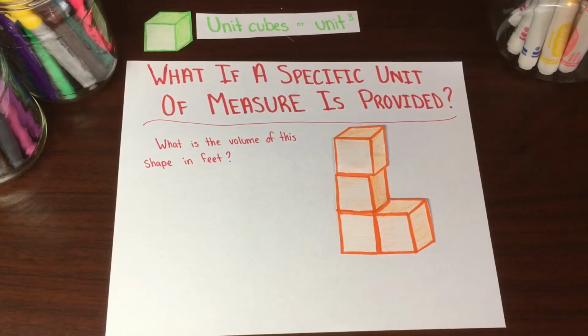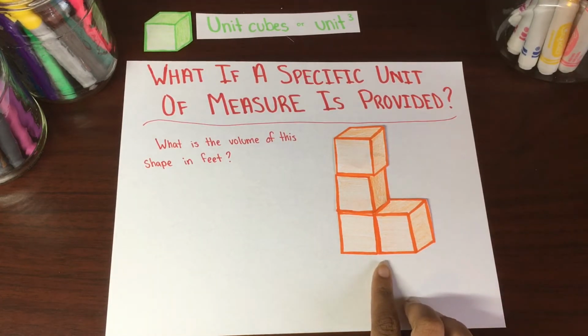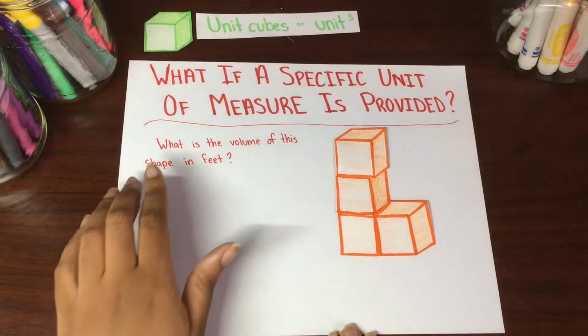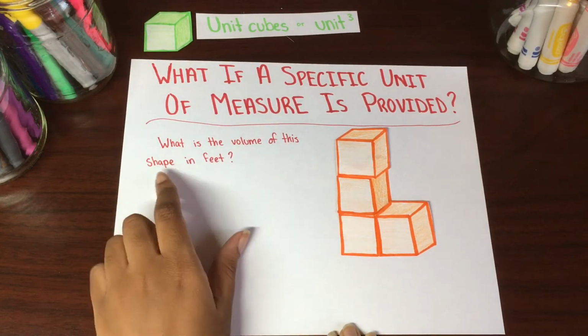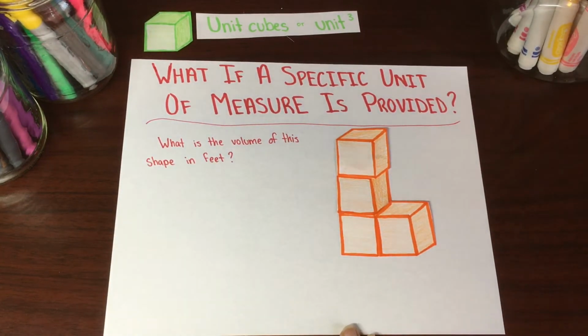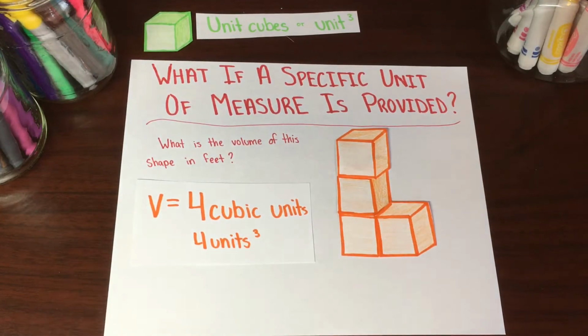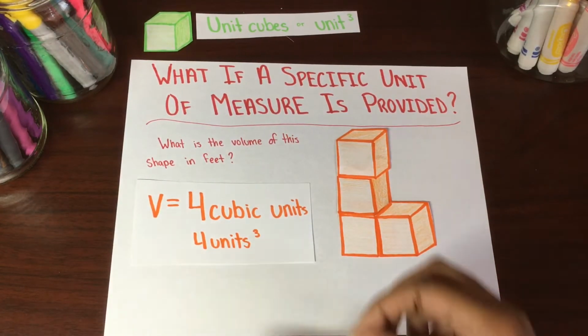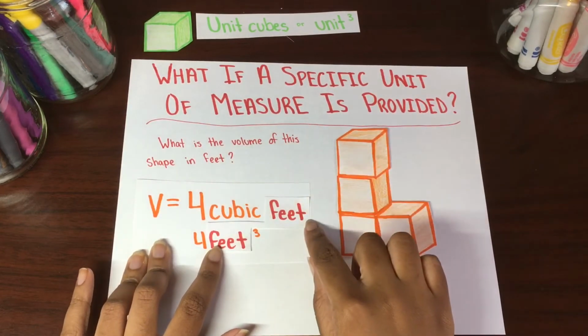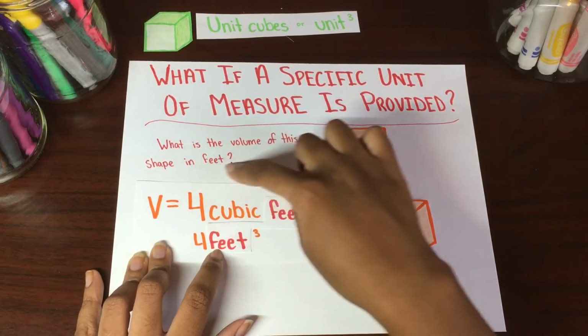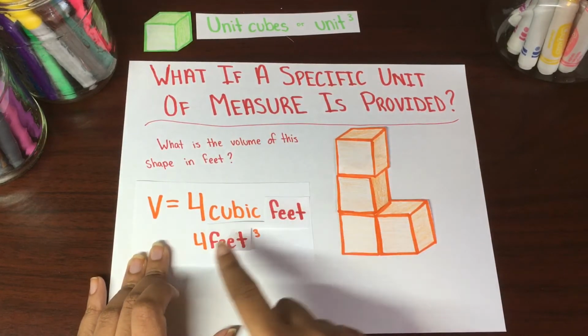Now, what do we do if a specific unit of measure is provided to us? This is the same shape from the last equation, but if you noticed in the last equation I didn't ask for a specific unit of measure. Now I'm asking what the volume is in feet. So, what changes? Not very much, honestly. This was our equation's answer for the last one. The only thing that will change really is that you'll be more specific and put what the unit is. What is the unit that we are measuring in? We are measuring in feet now. So we'll say 4 cubic feet or 4 feet cubed.